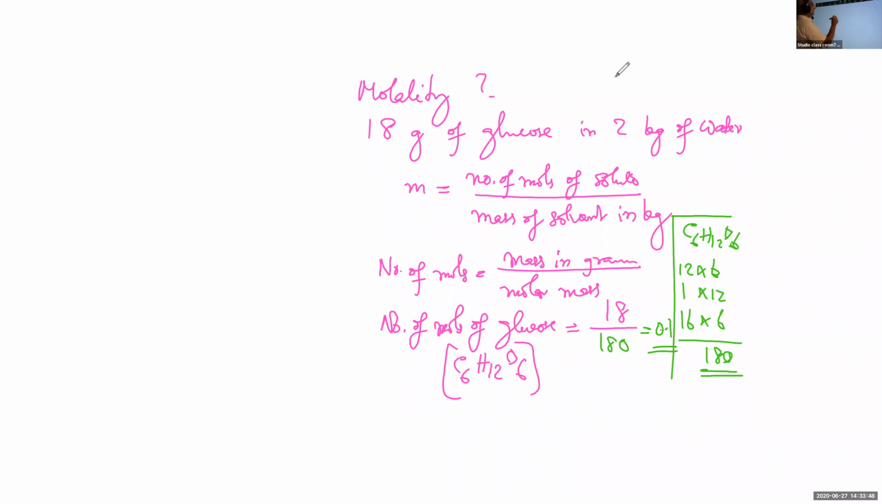Therefore, molality is equal to number of moles of solute, glucose, 0.1, by mass of the solvent in kilogram, that is equal to 2. And this is so much; you simplify it yourself. You simplify. I shall give the unit. The unit is so much mole per kilogram. Mole per kilogram. You simplify. Take it as a homework.